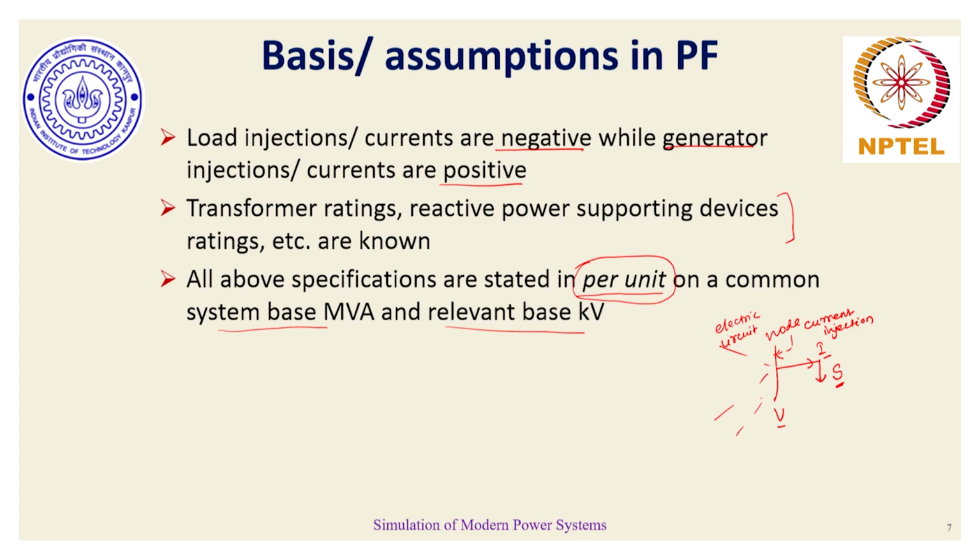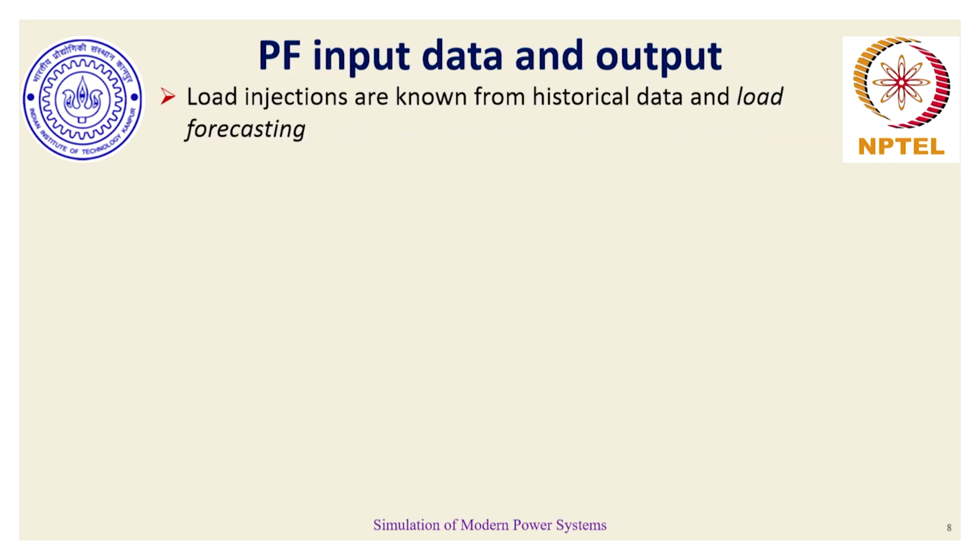The corresponding textbooks which I have mentioned in the introduction video would be very helpful. The textbook by Grainger and Stevenson talks at length about what per unit analysis is and how per unit can be evaluated or derived for a given three-phase power network. So, coming to the data set that we have for power flow and what output we get from power flow. We know what we get from power flow.